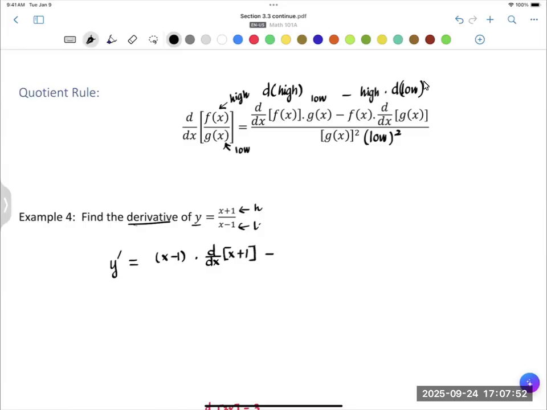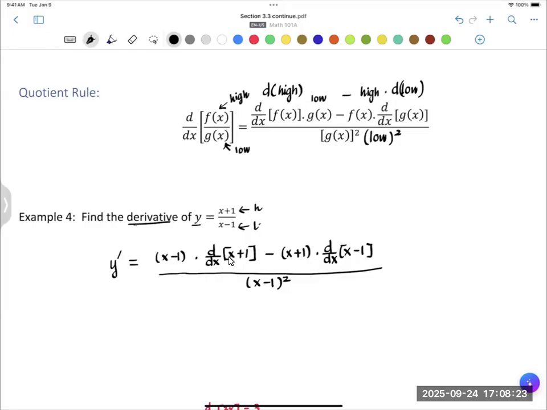minus. Here is the difference between the quotient rule and the product rule. The quotient rule always goes with the negative. So the quotient rule will have a subtraction and the product rule will have a plus. So low d high minus high, which is x plus 1, stays the same. And then we take the derivative of low. So high d low, and all over low squared.